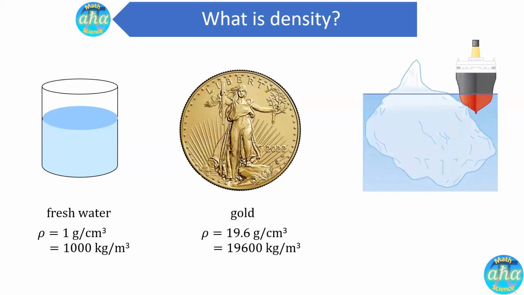And we also have other substances that have a lower density than water, like ice. Ice has a density of 0.917 gram per centimeter cubed, or 917 kilograms per meter cubed. That's why ice floats on water.